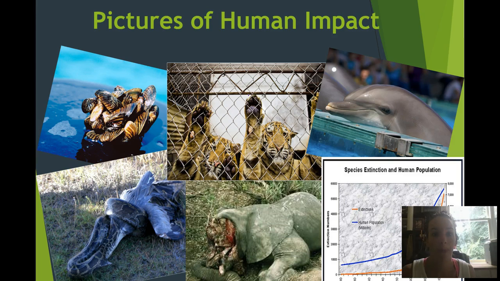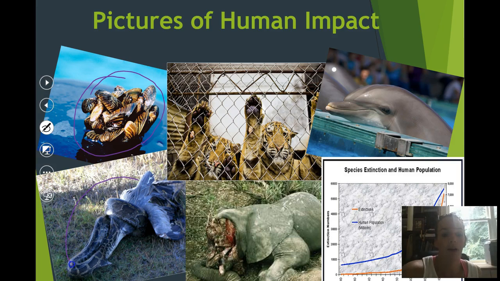So here's just some pictures of human impact. You can see up here, these are zebra mussels, and they are impacting a lot of lakes up in the north. This is something that I was always very familiar with growing up. You always checked your boats to make sure you didn't transport zebra mussels to a different lake. You see down here, I'm sure you've heard about the snakes in Florida. The Burmese pythons were people's pets that they released, and now they're eating the wildlife that's endangered. Of course, captivity and poaching are also here.